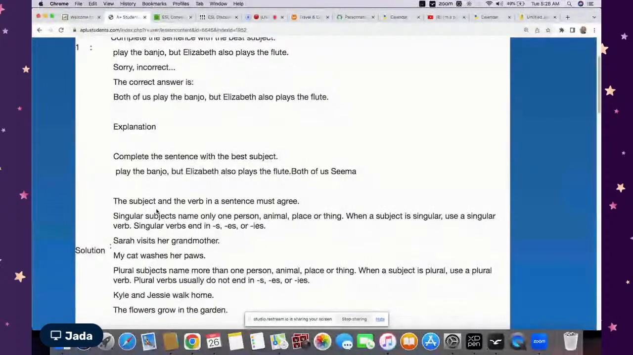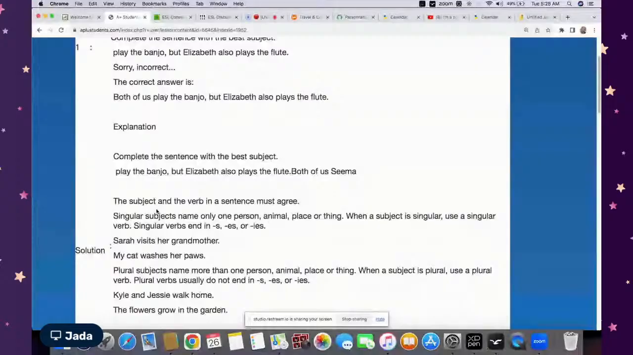Singular subjects name only one person, animal, place, or thing. When a subject is singular, use a singular verb. Now, take notes that when we say singular, we mean single, one. So when something is singular, it's just talking about one person, one thing, one place, just one. So singular subjects will always name only one person. And then it's going to have a singular verb because the subject and the verb must agree in the sentence.